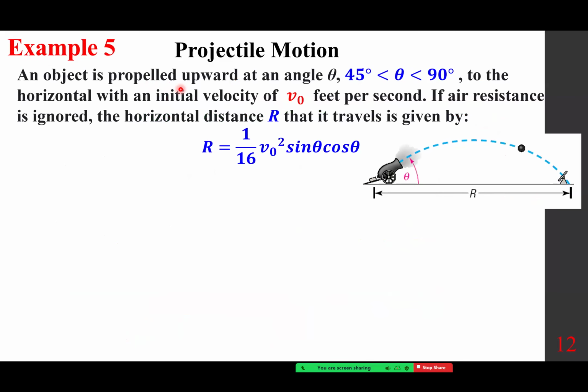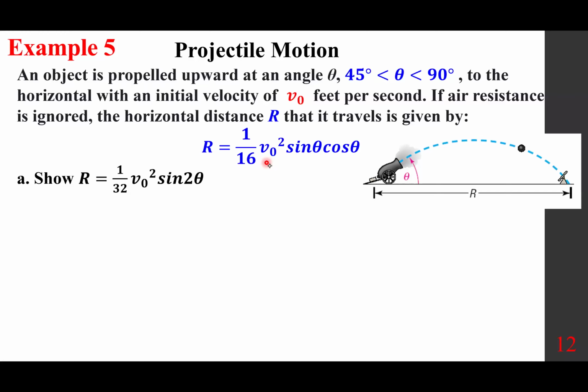An object is propelled. We are looking at an application, projectile motion. An object is propelled upward at an angle of theta, somewhere between 45 degrees and 90 degrees, to the horizontal with an initial velocity of v sub 0 feet per second. If air resistance is ignored, the horizontal distance R that it travels is given by 1/16 v0 squared sine theta cosine theta. v sub 0 is the initial velocity. Part A, show R equals 1/32 v sub 0 squared sine of 2 theta.